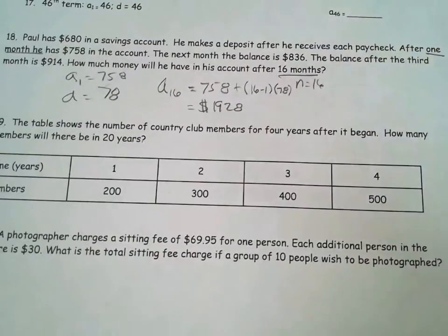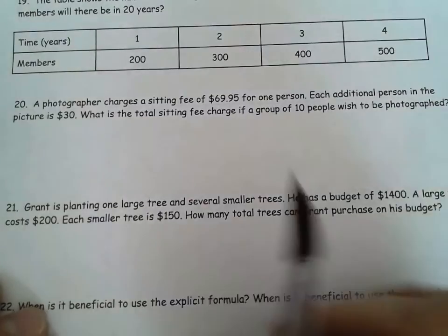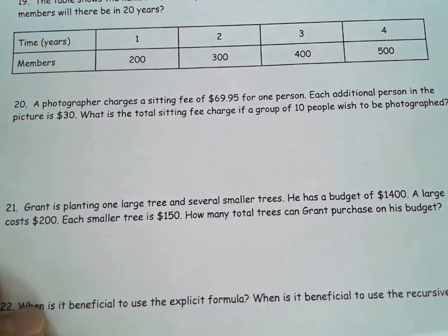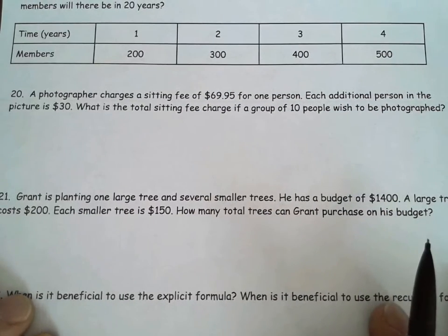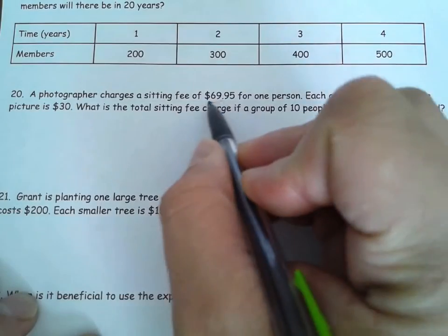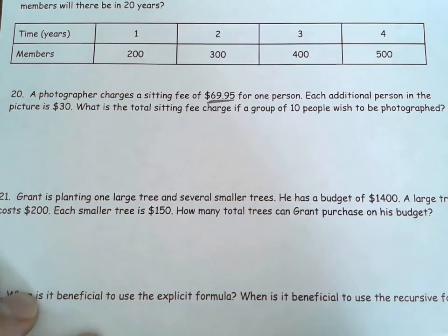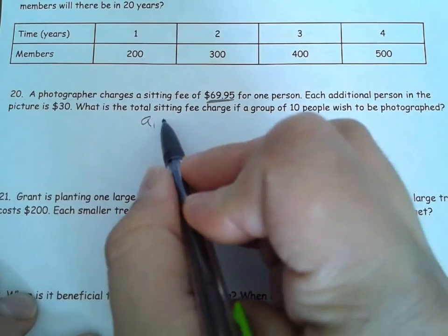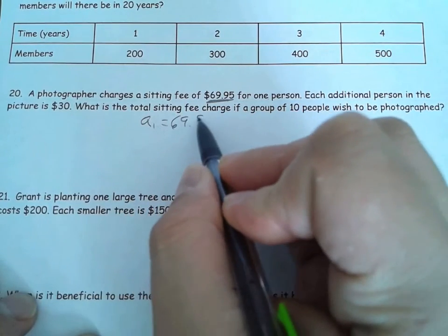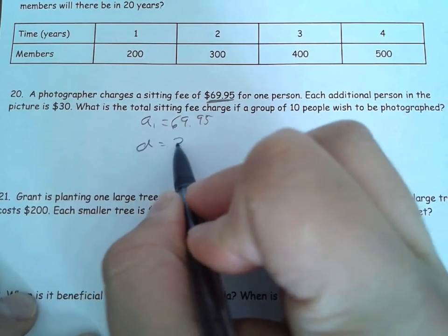Be careful with ones like 19, which is basically the same. 20, be careful here. Make sure you know that this is A1 because we're charging for one person in here. Okay, and the difference is 30.